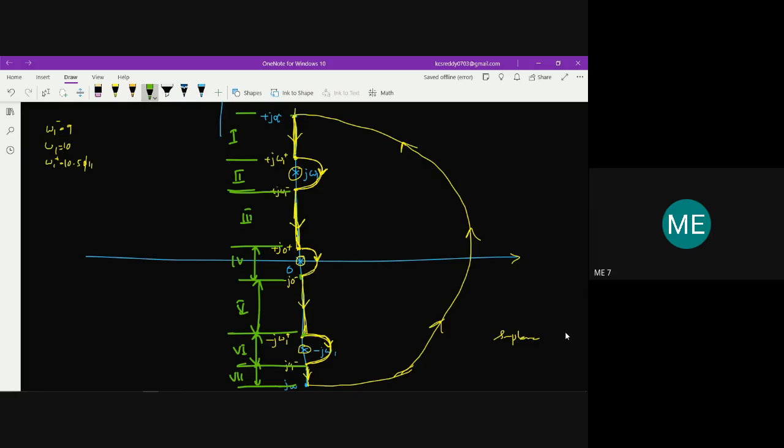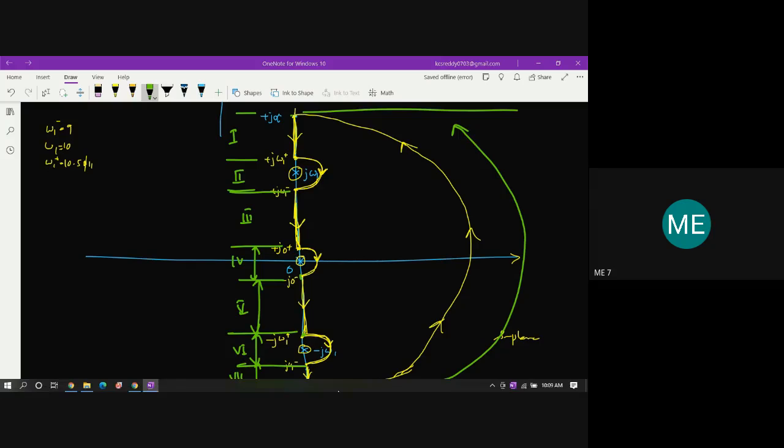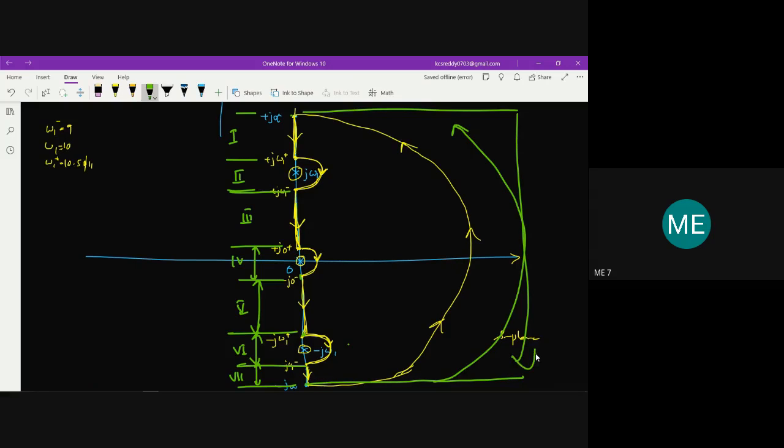Then section 8 is nothing but this entire thing, from here to here. This entire thing is called section 8. Section 8.